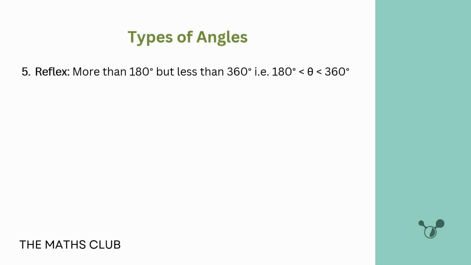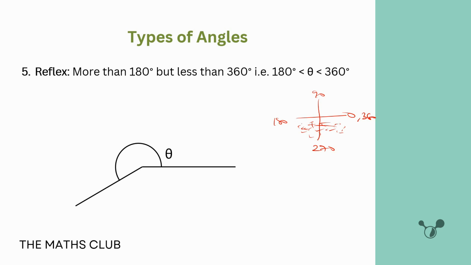The fifth is a reflex angle. A reflex angle is more than 180 degrees but less than 360 degrees. If I draw my quadrants again, this is 0, this is 90, this is 180, this is 270, and this is 360. Anything greater than 180 but less than 360, anything within this range here, is known as a reflex angle. You can see an example here. This theta is greater than 180 but also less than 360 degrees.